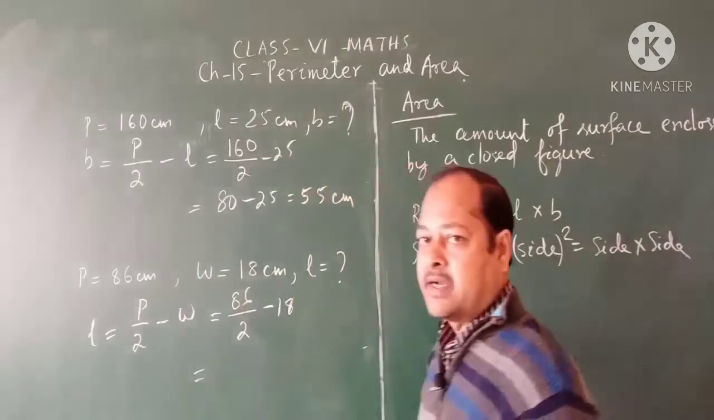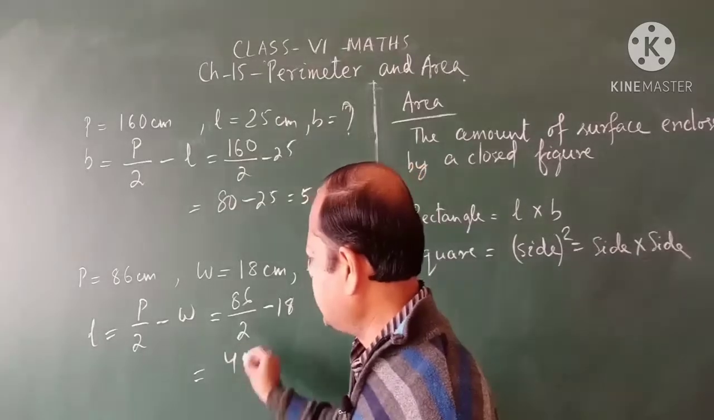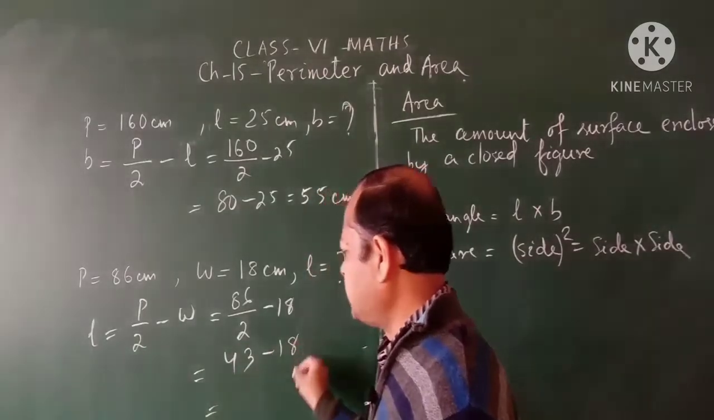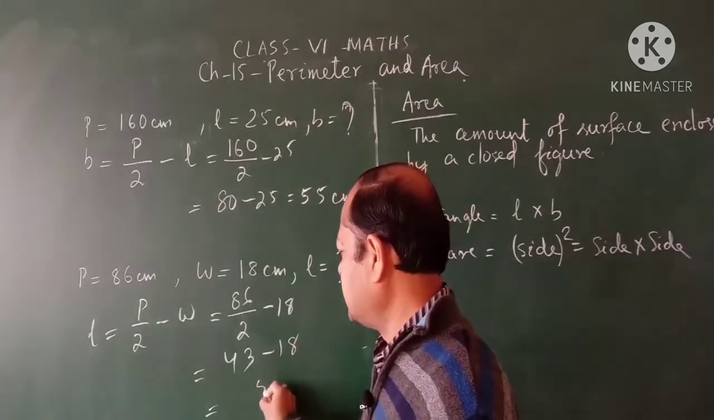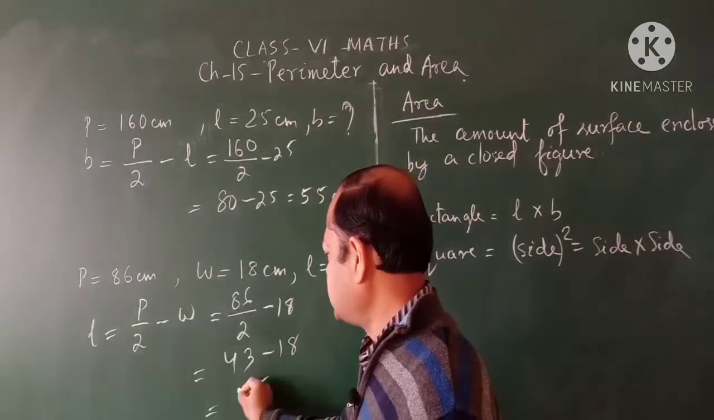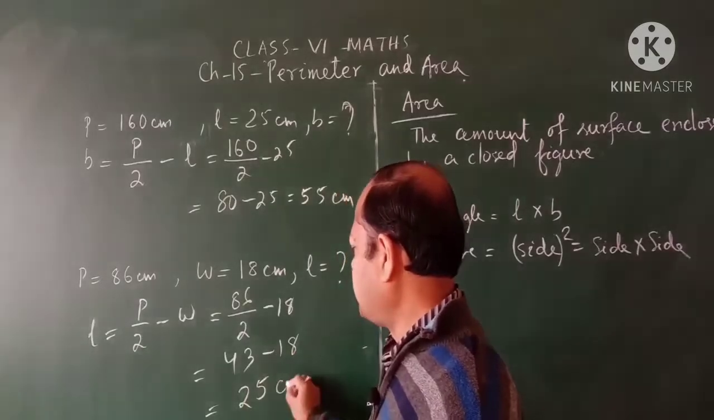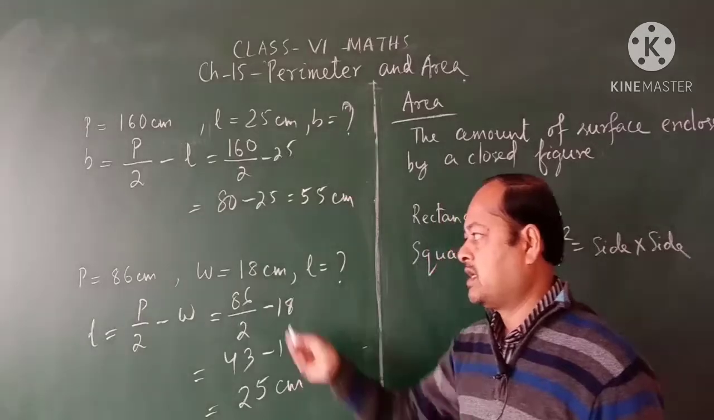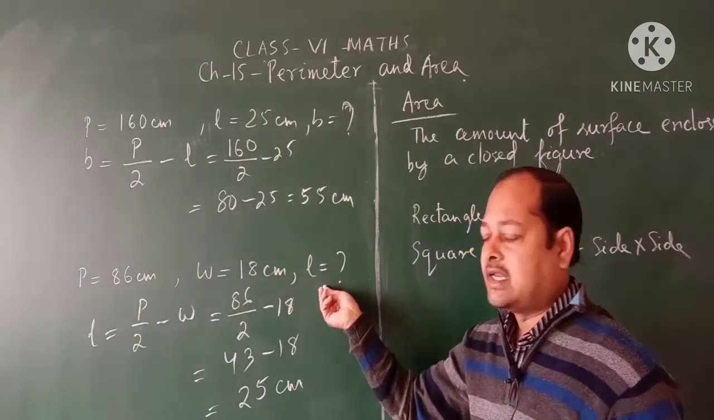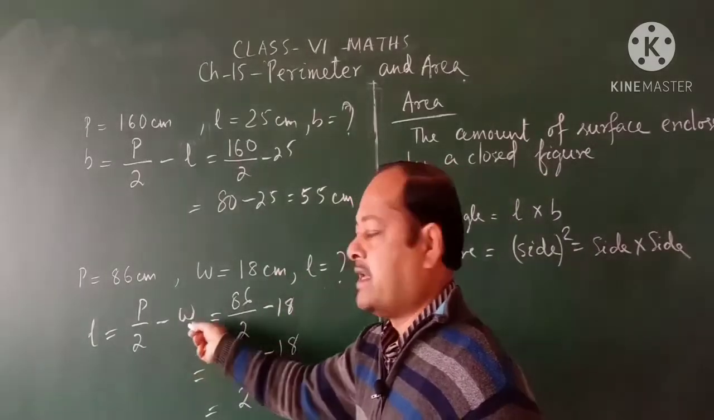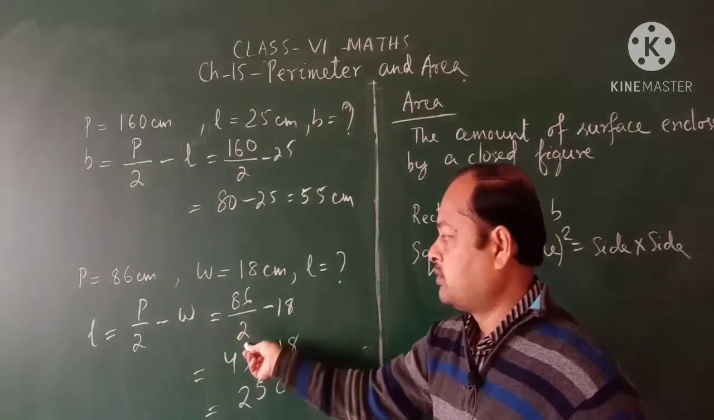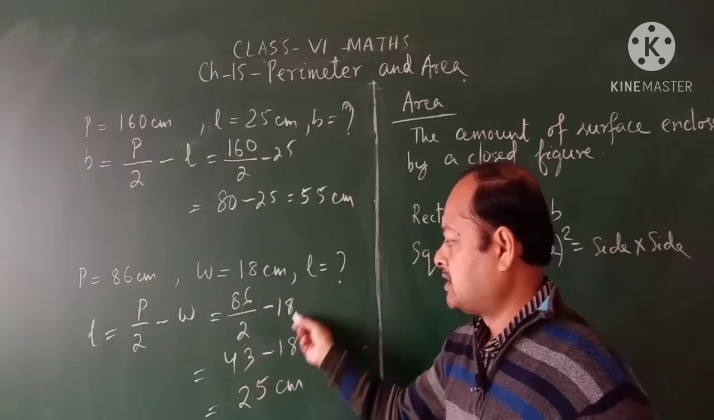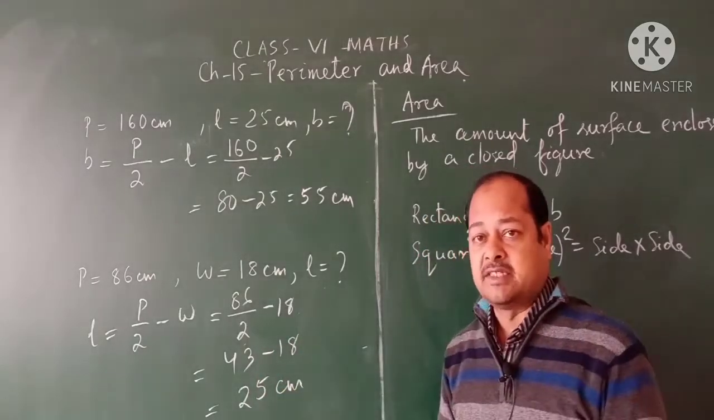So 86 divided by 2, how much? It is 43. 43 minus 18 is 25. Okay, so 25 centimeter is the length of this figure. Here width is given, so to find out the L, the formula is P by 2 minus width. So 86 upon 2 minus 18: 86 upon 2 will be 43, and 43 minus 18 will be 25 centimeter.